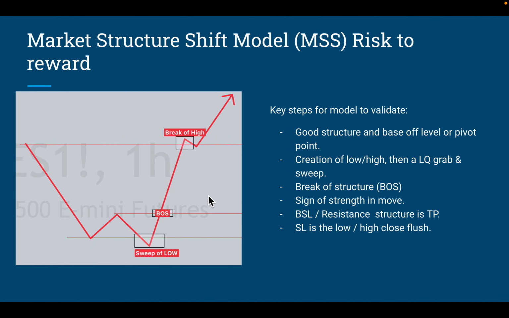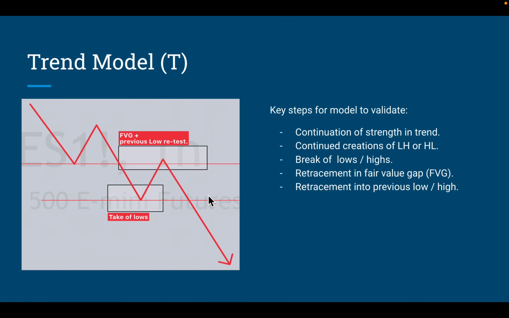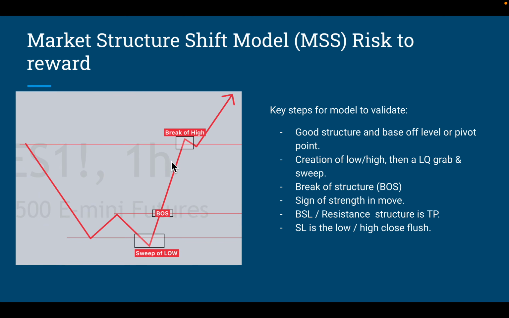So you guys can see with the two models that we went over here, the trend model is just playing continuation, playing trend, and doing very well with that, taking off a retracement and catching a very nice scalp. With the market structure shift model, you're being a lot more patient, and you're waiting for the R to R to present itself. The risk reward is very tremendous here, and that's exactly what you're waiting for, pretty much the whole entire day.